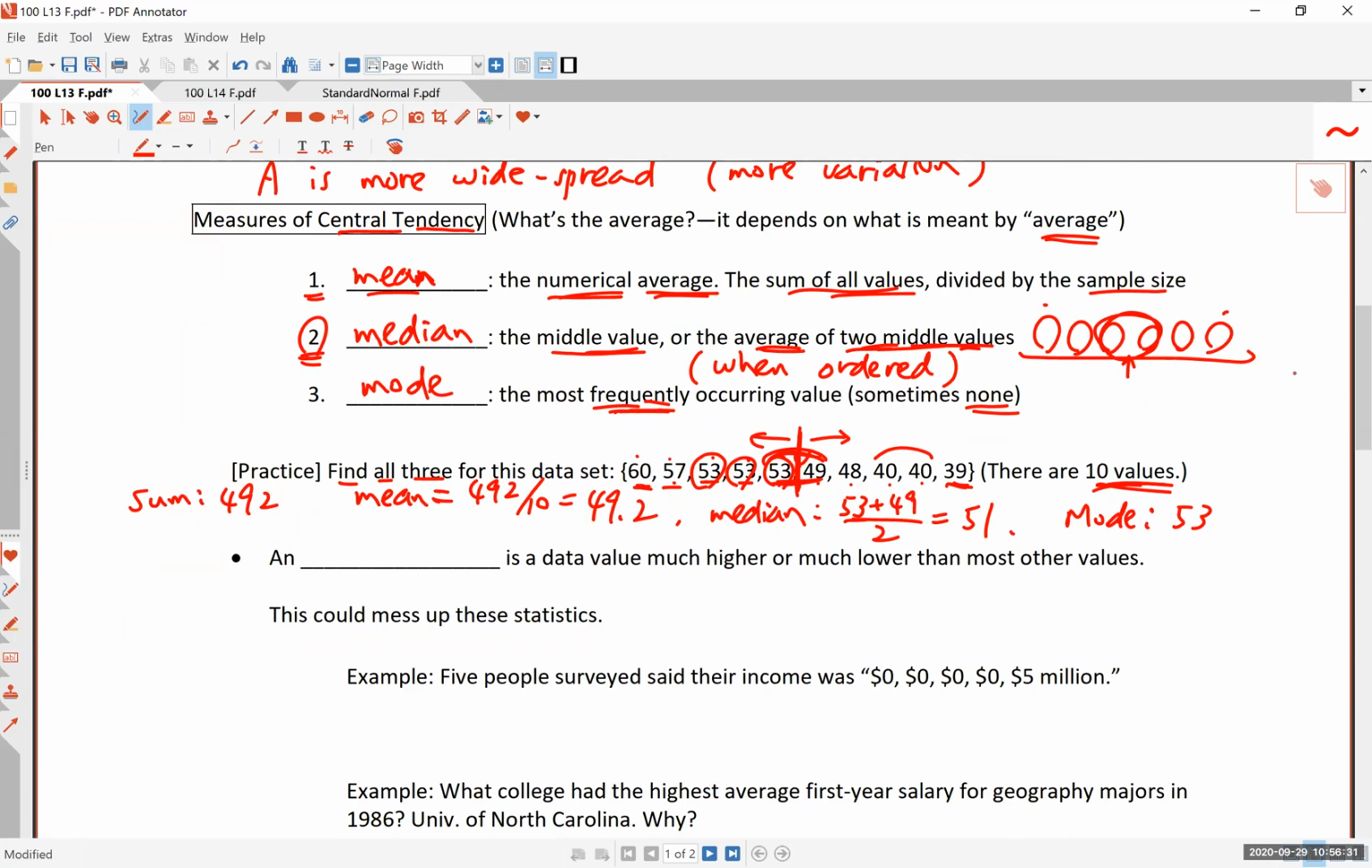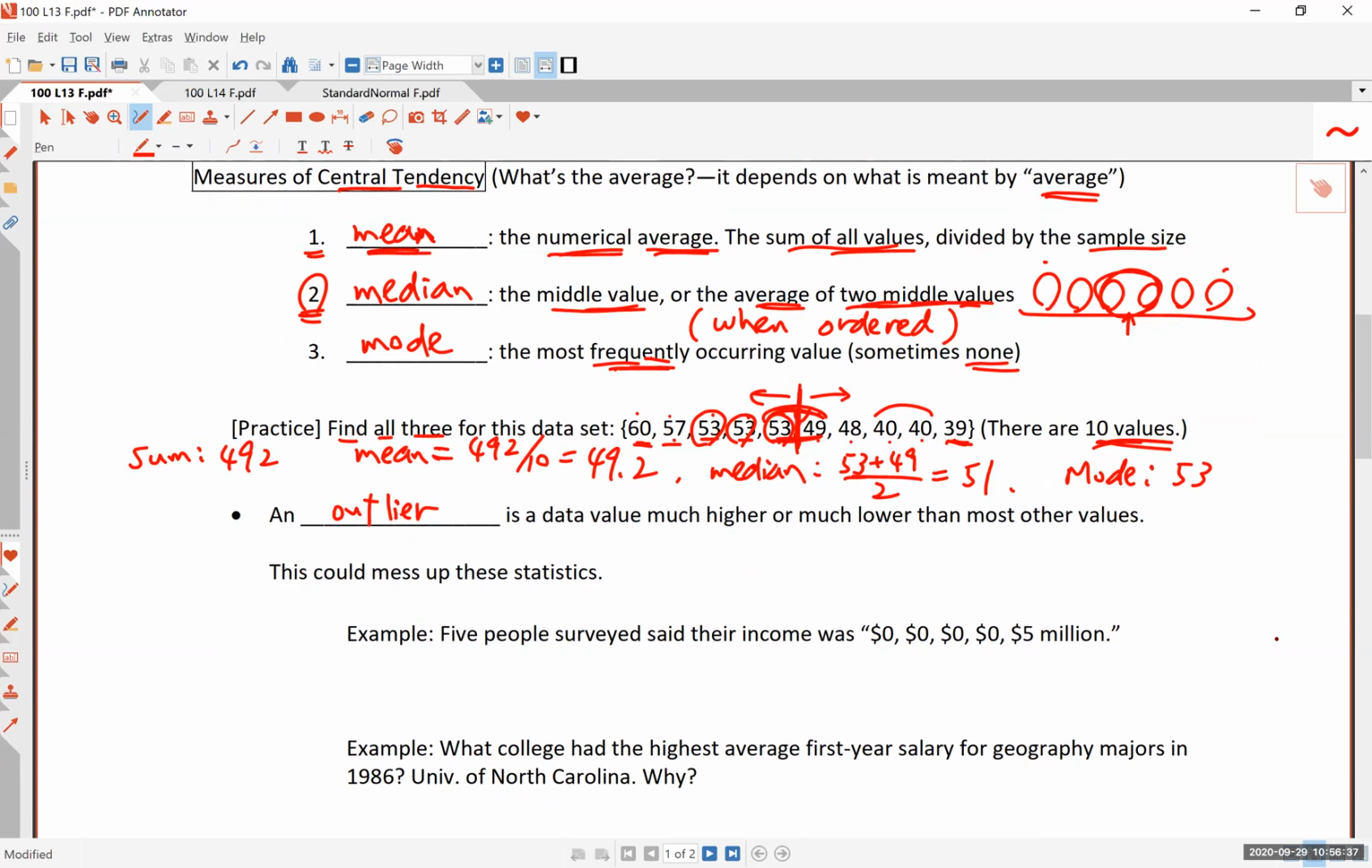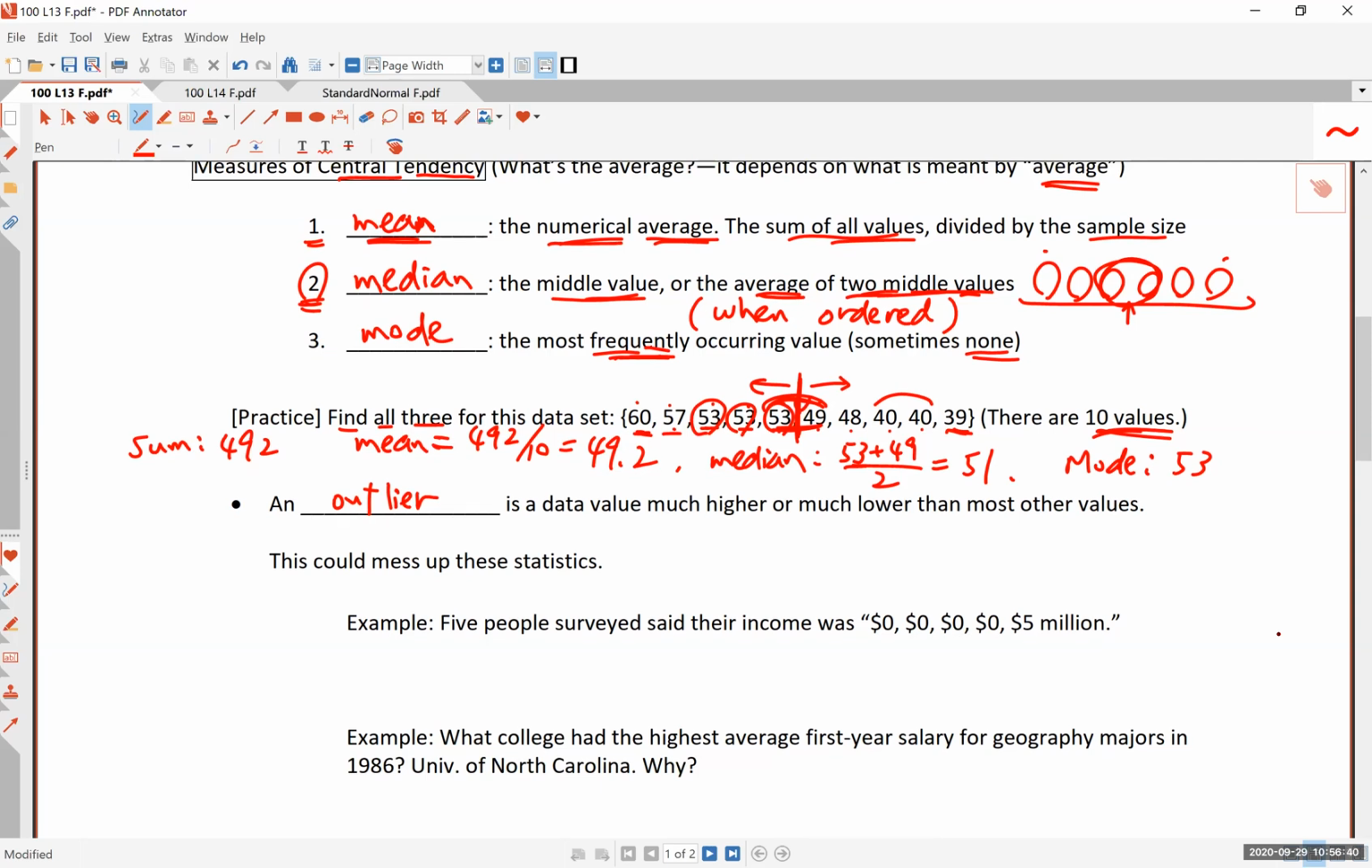All right, now, one thing you have to be careful about in calculating the mean is that sometimes you have an outlier or outliers that could affect the mean tremendously, or influence the mean, basically strongly affect the mean in a tremendous way. And so that's called an outlier. What is an outlier? It's a data value which is much higher or much lower than most other values.